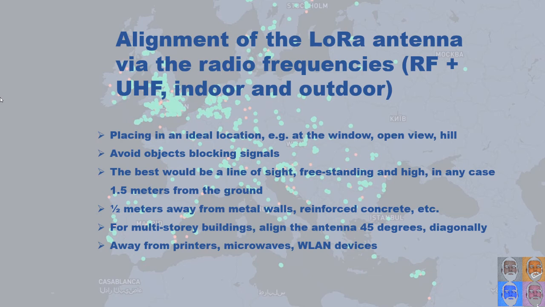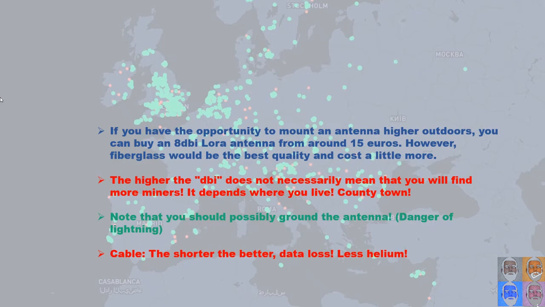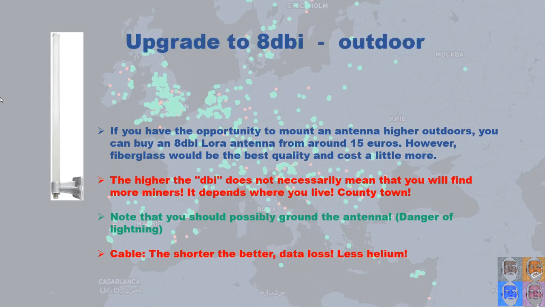So, and then I need to see if there is something more. Yeah, so what about upgrading the antenna, for example, to 8 dBi outdoor? If you have the opportunity to mount an antenna higher outdoors, you can buy an 8 dBi LoRa antenna from around 15 euros, depending on the store, but for better quality you're paying around $80. However, fiberglass would be the best quality and costs a little more.